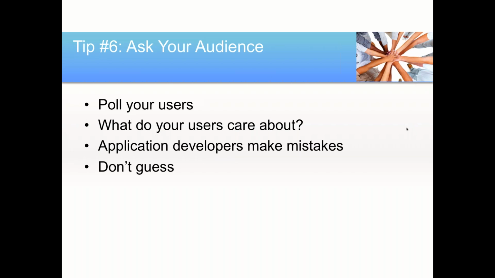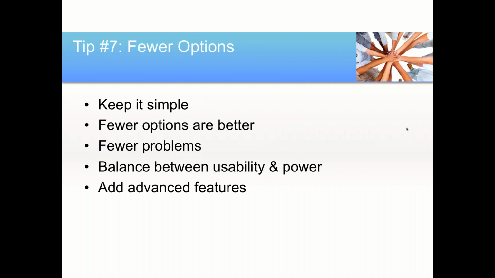Tip number 7, give fewer options. Keeps it simple. Fewer options are better. You have fewer problems. Then you can balance between usability and power. You can balance between those novice users and those complex users. And then you can add advanced features if need be.